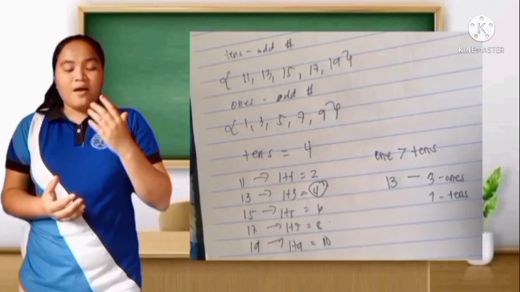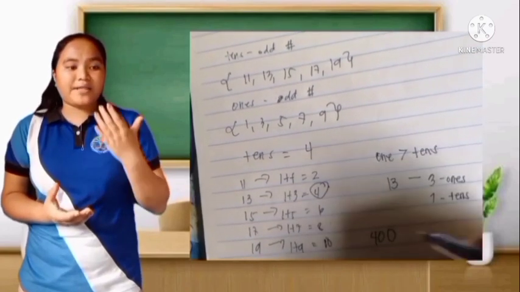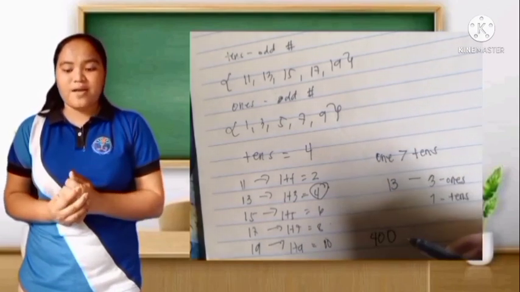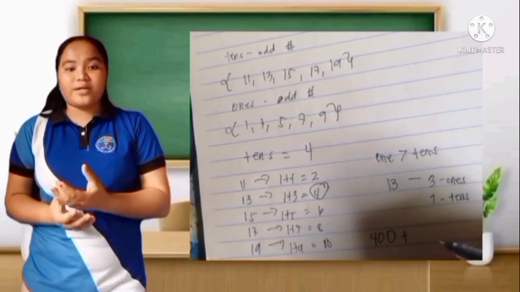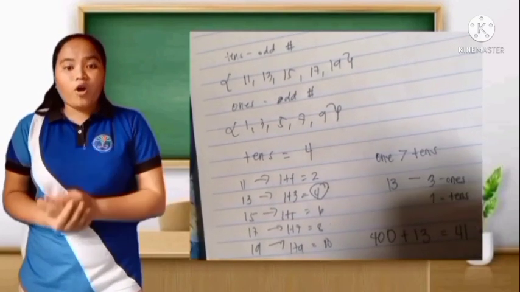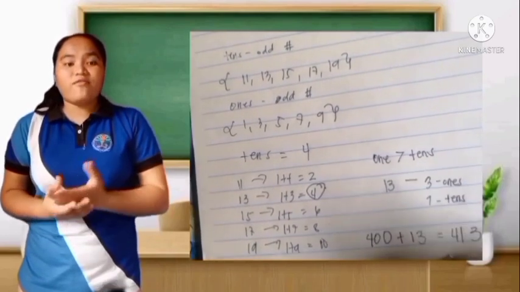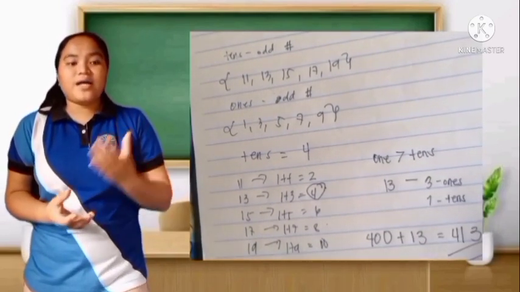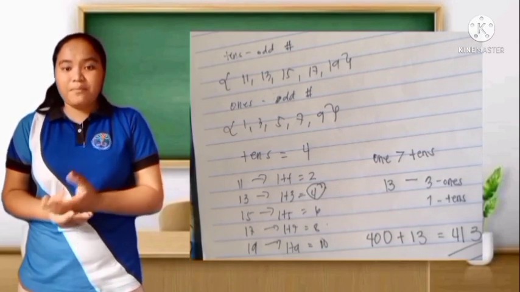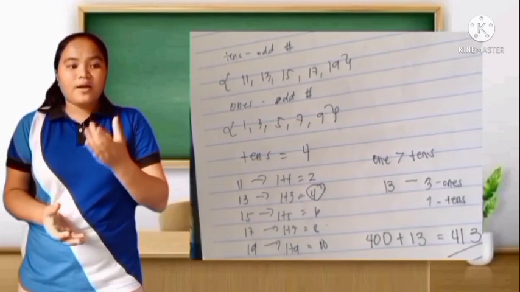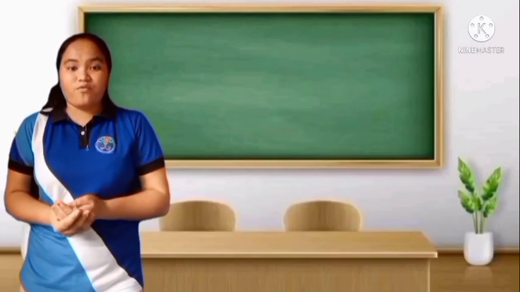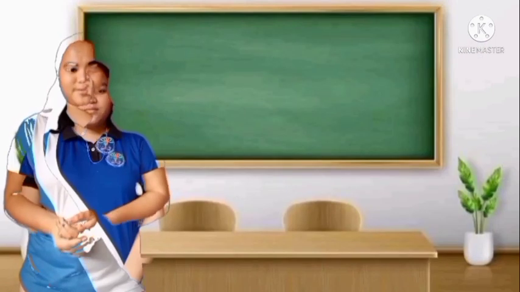Hence, 400 is our 3-digit number that is larger than 399 and smaller than 500, plus our tens and ones. Our tens and ones is 13. So, 400 plus 13 equals 413. So, that is how the answer given in the module, number 4 question, which is 413, is being solved.